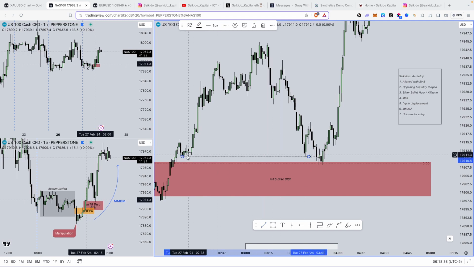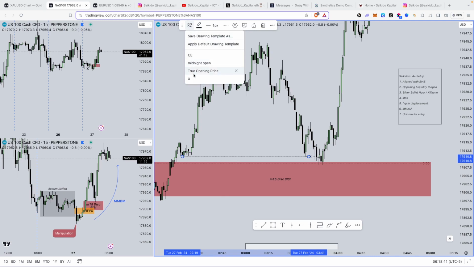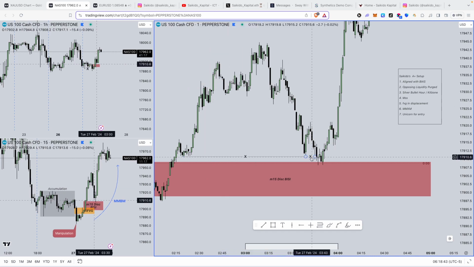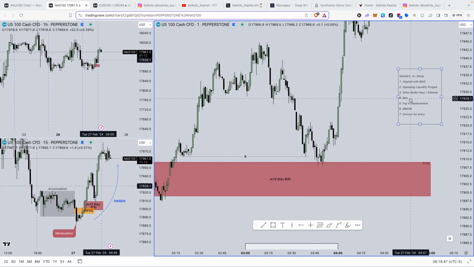So I have relative equal lows here. Let me just use that. Okay, I see that we've purged the sell side liquidity here. And now I want to see a break in market structure during the silver bullet hour.